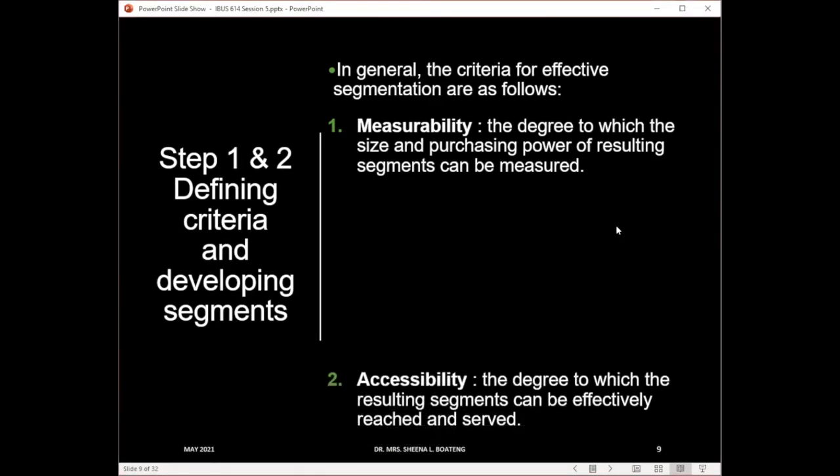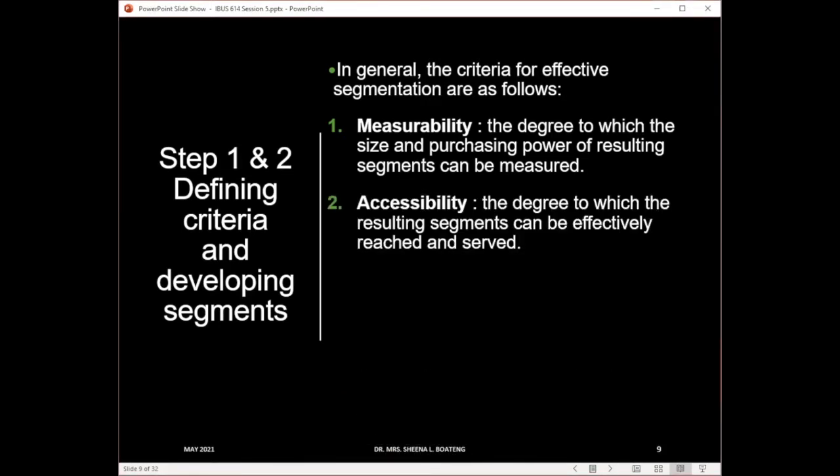Also, we have to look at the issue of accessibility. Accessibility refers to the degree to which the resulting segments can be effectively reached and served. There are certain markets that are very difficult and inaccessible to a large number of organizations in different parts of the world. Sometimes it has to do with international regulation. Sometimes it also has to do with geographic distance and the inability of firms to actively transport certain products or services to customers in these markets.